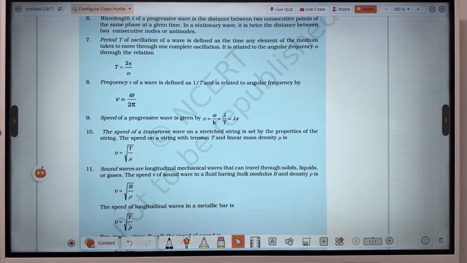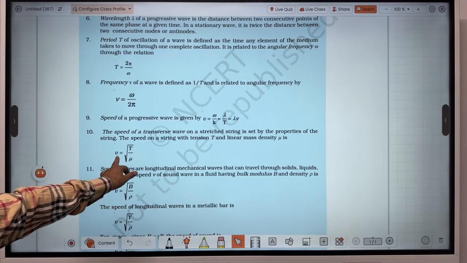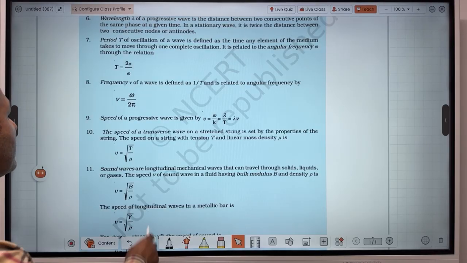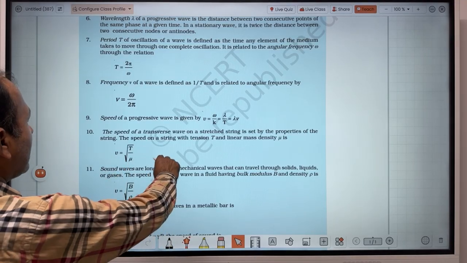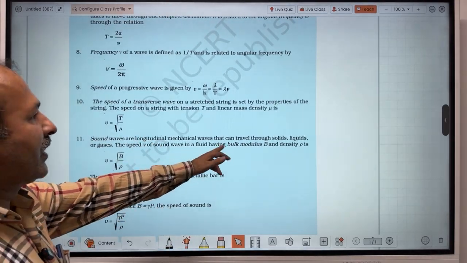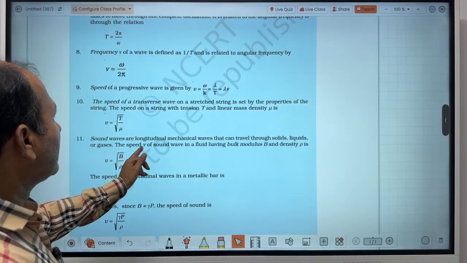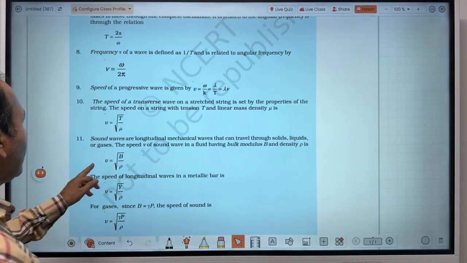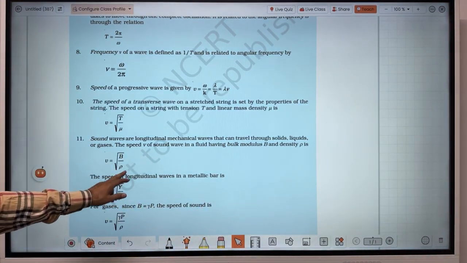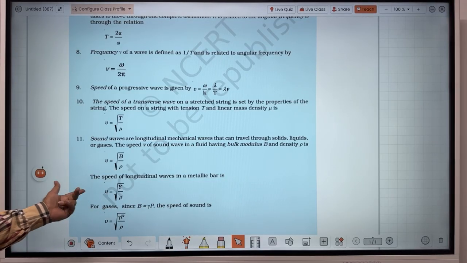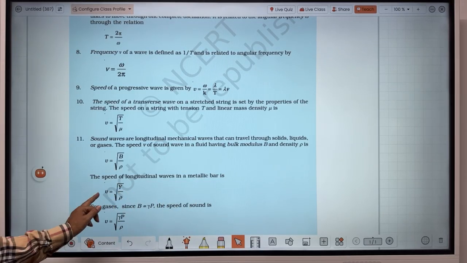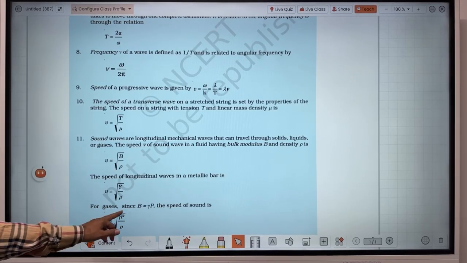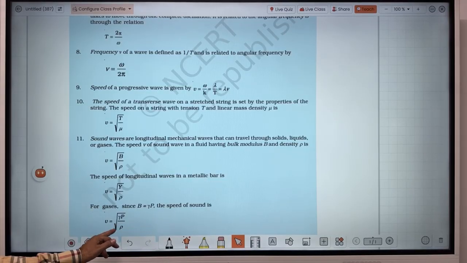And then comes the speed of a transverse wave on a stretched string, given by v = √(T/μ), where μ is the mass per unit length. Then sound waves are longitudinal mechanical waves that can travel through solids, liquids or gases. The speed v of a sound wave in a fluid having bulk modulus B and density ρ is given by v = √(B/ρ). The speed of a longitudinal wave in a metallic bar is given by v = √(Y/ρ), where Y is the Young modulus. And for gases, since B = γp, the speed of sound changes to v = √(γp/ρ).